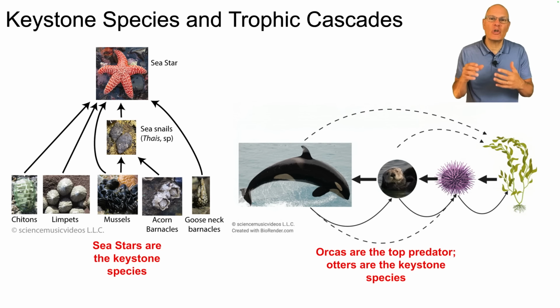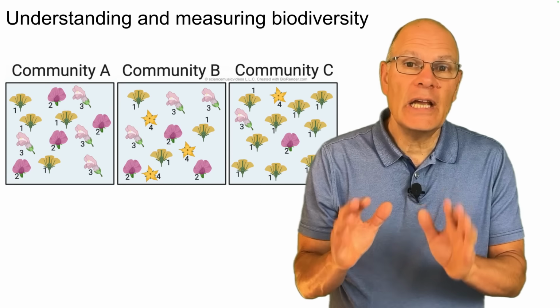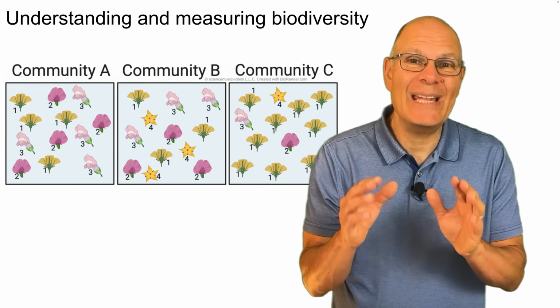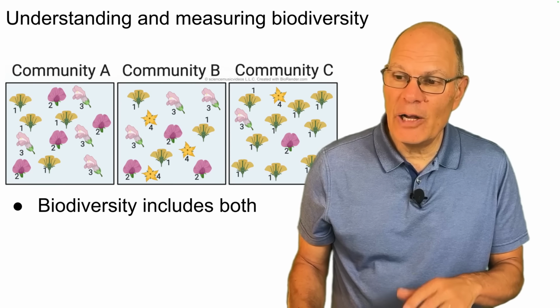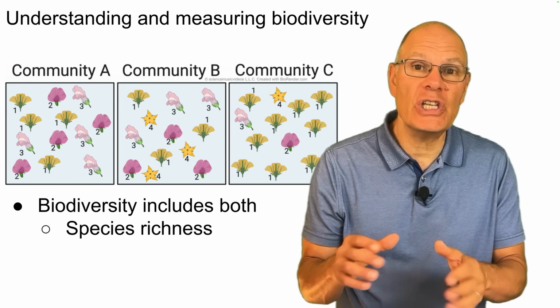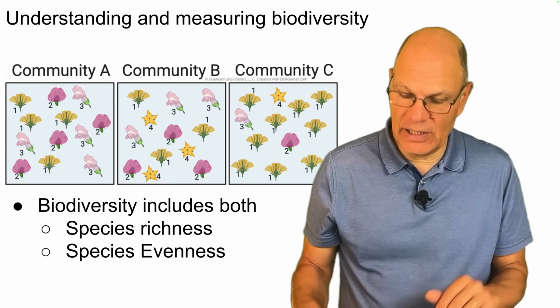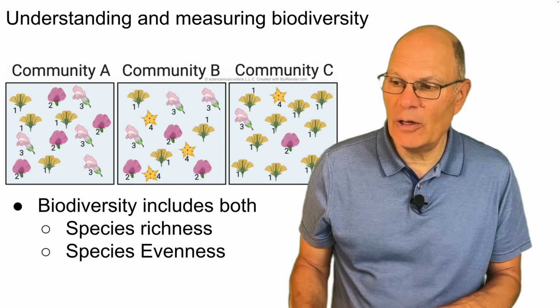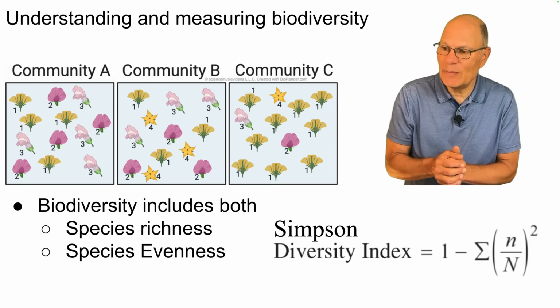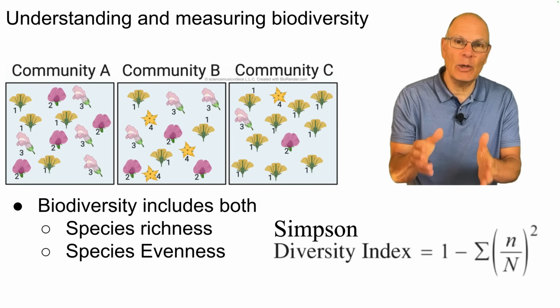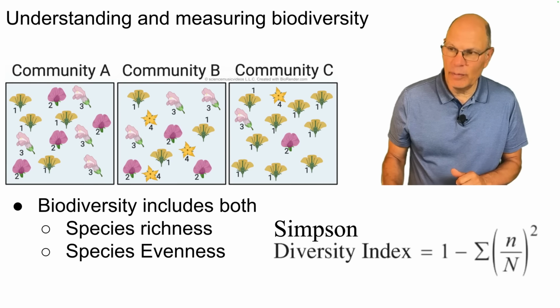Community structure is also strongly influenced by certain species that act as keystone species. These are often predators that control herbivores, and by doing so, they increase the overall biodiversity of the ecosystem. Ecology also includes understanding and measuring biodiversity. Biodiversity includes both species richness, the number of species, and species evenness, how evenly species are spread out. You have to be able to use the Simpson's Diversity Index. The formula will be given to you in the AP Bio formula sheet.